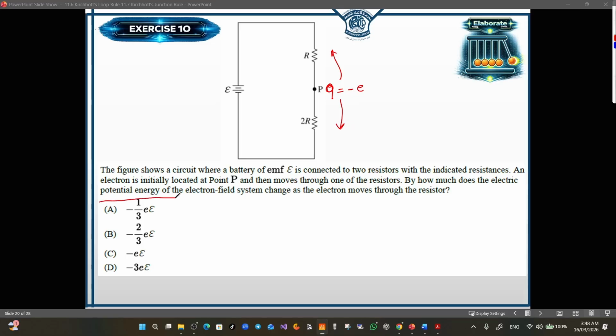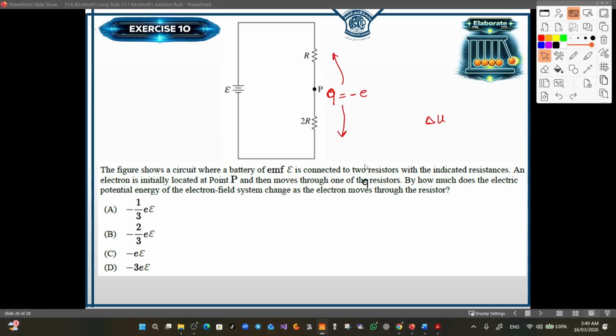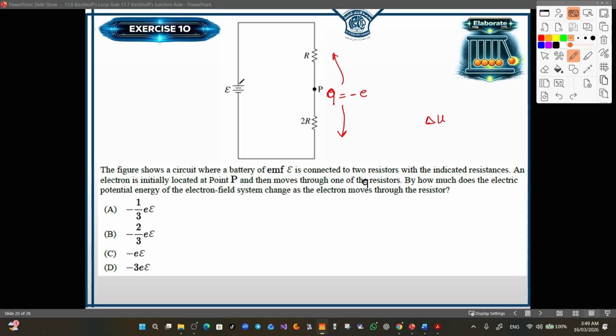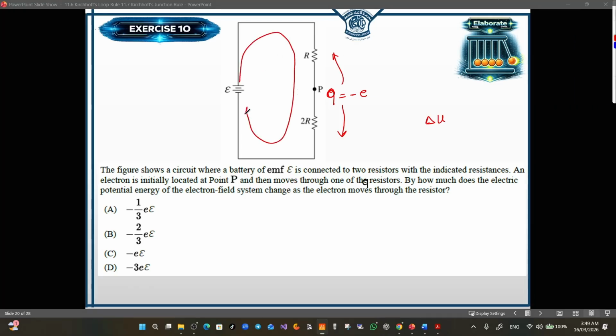Here they want me to find by how much the delta U will change as the electron moves through the resistor. First we need to determine in which resistor the electron will move. We know that the conventional direction of the current is from the positive terminal to the negative terminal, and the direction of the electron will always be from the negative terminal to the positive terminal. Completing the circulation, the electron will reach the positive terminal from this direction. So the electron will pass through the resistor R.